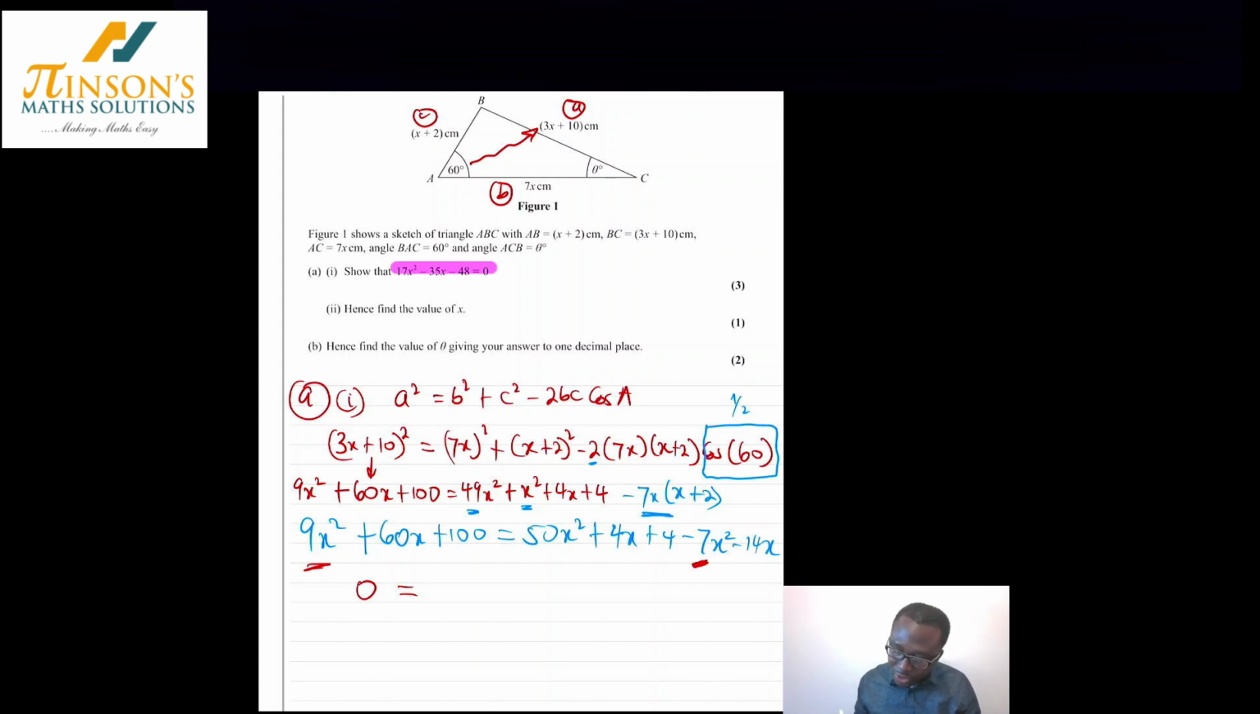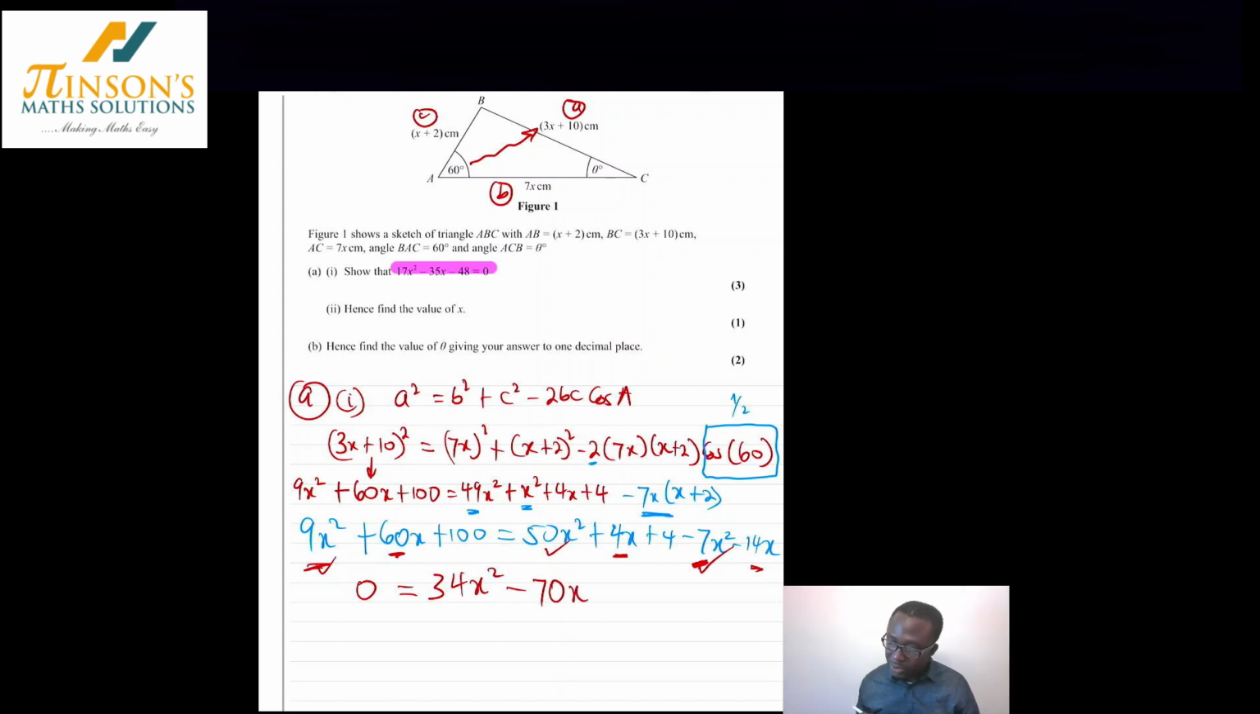So the x squares will have 34x squared. Okay, so that is done. All right, all the x squares are done. Now we want our x terms: 4x, take away 14x is minus 10x. And then we've got our 60x that we're going to take away from minus 10, which will be minus 70x.